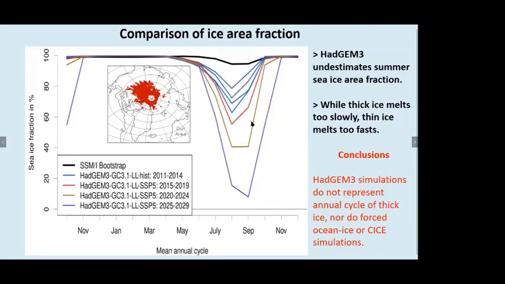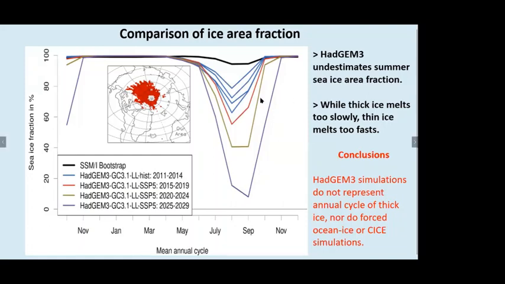And what we see for the future, if we go to the red line, this is from 2015 to 2019, so the near future from where we started the ensemble run, already quite a reduction, and within the next 20 years, we have hardly any summer sea ice. So this is in a way the same story: the thick ice melts too slowly, so that means at the end of the cycle we keep the thick ice. The thin ice melts too fast.